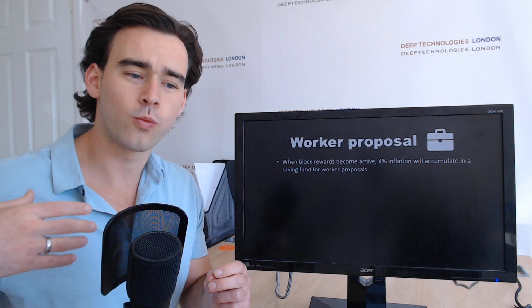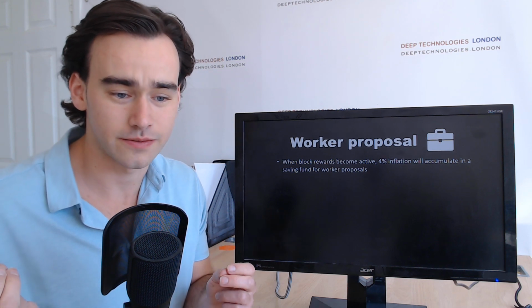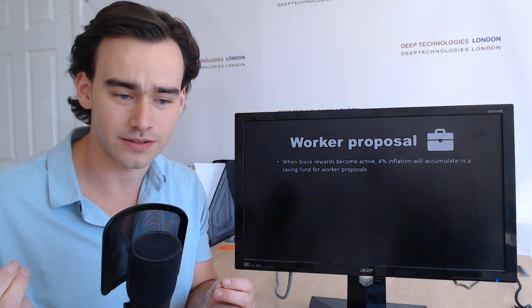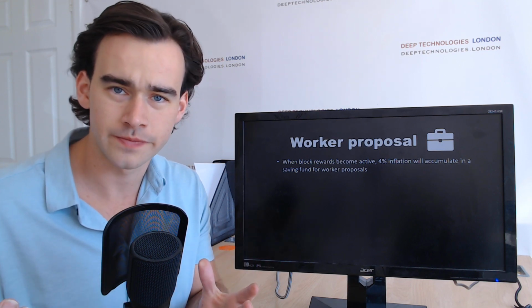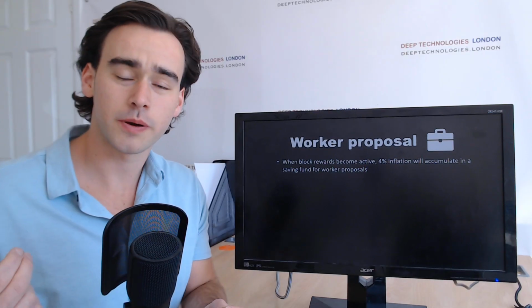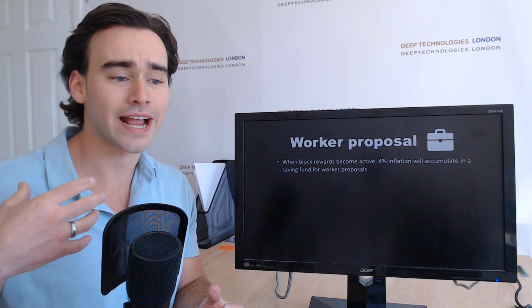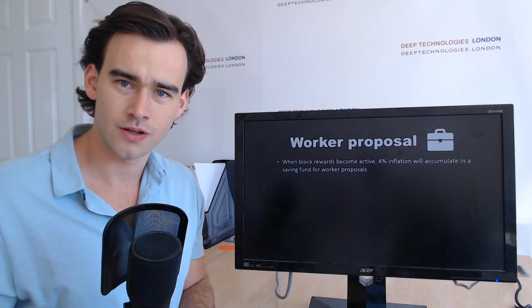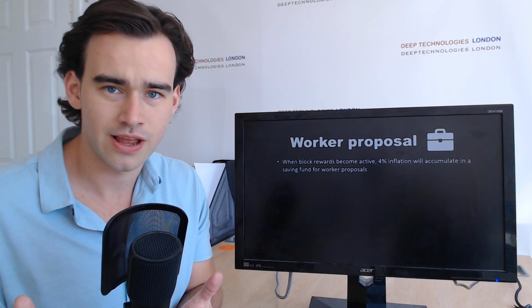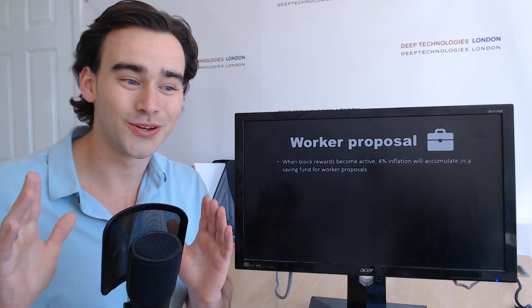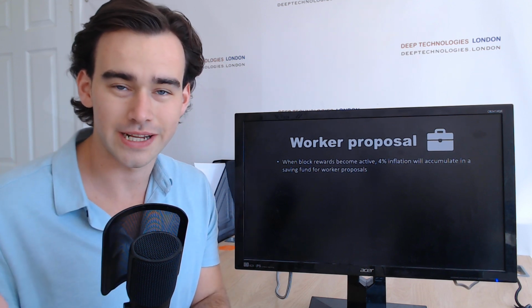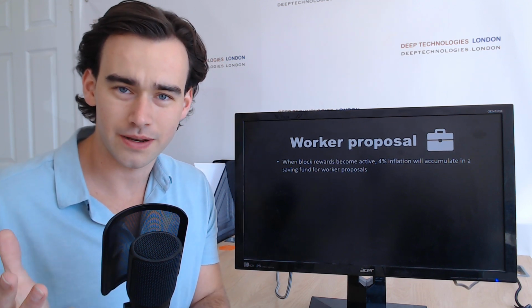So when block rewards become active, 4% inflation will accumulate in saving funds for worker proposals. Worker proposals, however, may not be active upon the network launch because it's a work in progress. I'm hopeful, who knows, I'm hopeful that it could be in the release, but we will see.